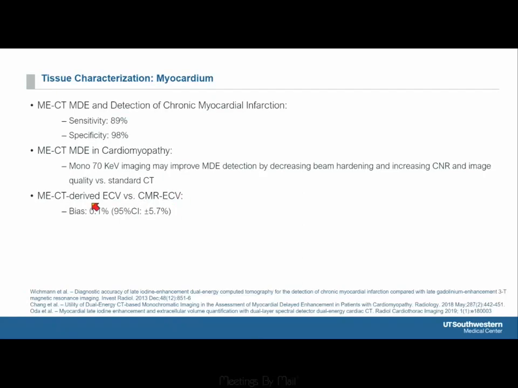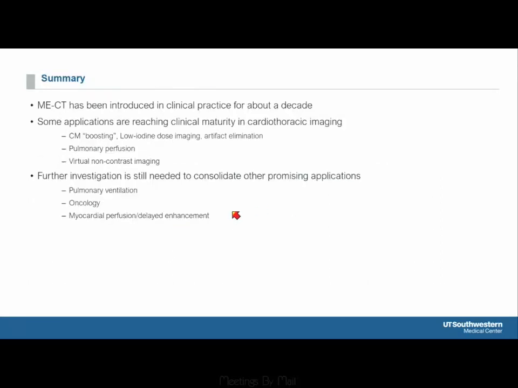And in the quantitative realm, we can also see that ECV, extracellular volume measurements derived from dual energy CT, when compared with CMR measurements, have a bias of almost zero, but still 95% limits of agreement of around 6%, which may be cumbersome for any clinical application at this point.